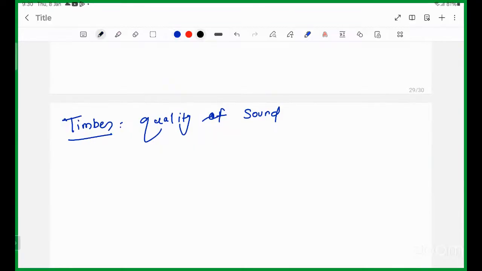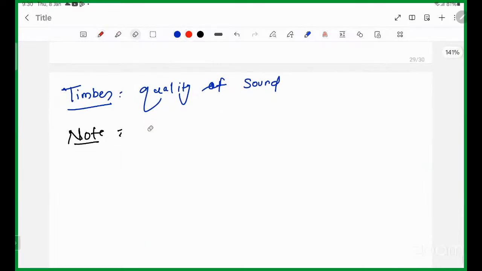But in case of a note, what is a note? A note is a sound which is a mixture of several frequencies.